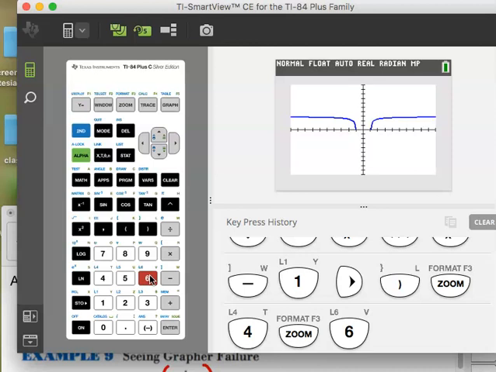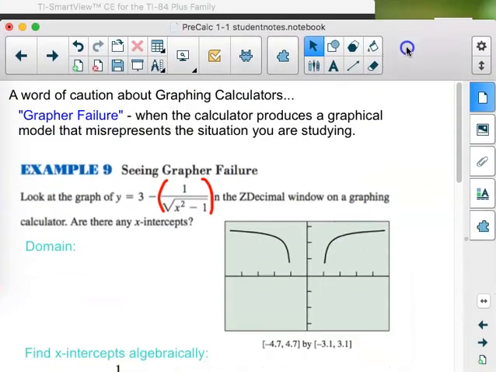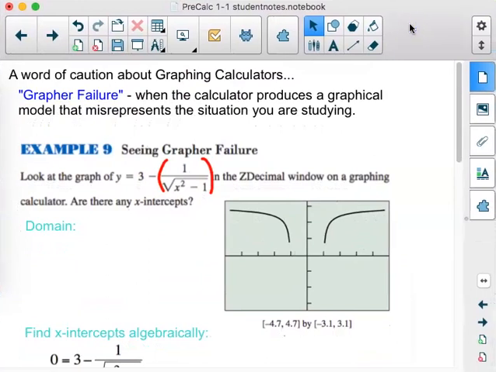But if you accidentally hit the wrong button, you may just say, oh, the calculator's always right. So again, what we're doing is we're doing the algebra. And then, yeah, we'll verify with the graphing calculator, but we're not going to turn it all over.